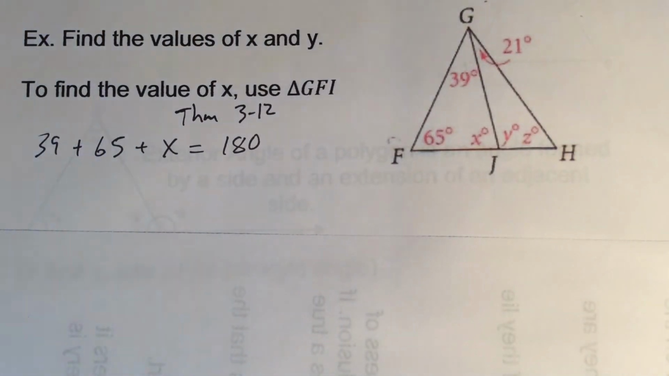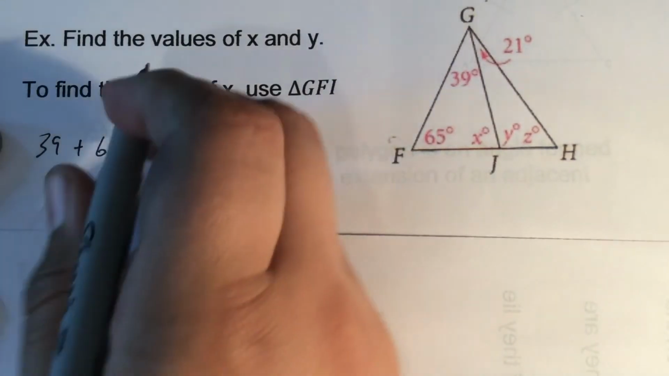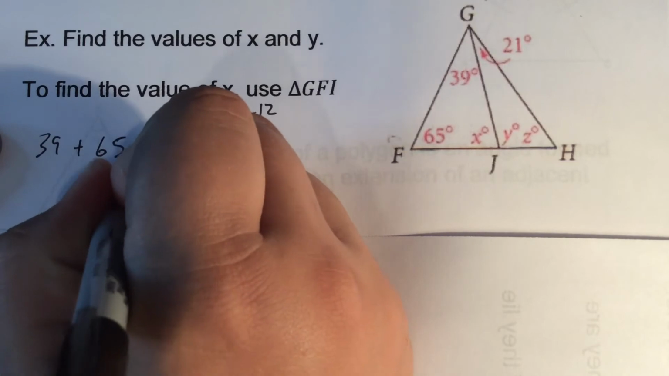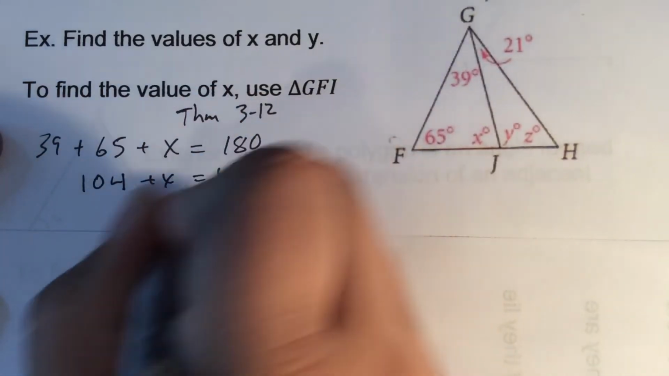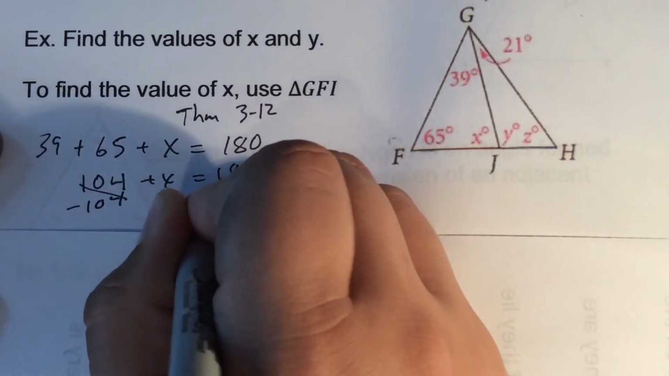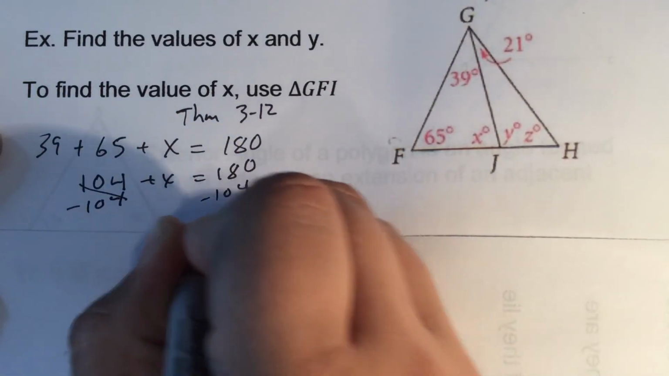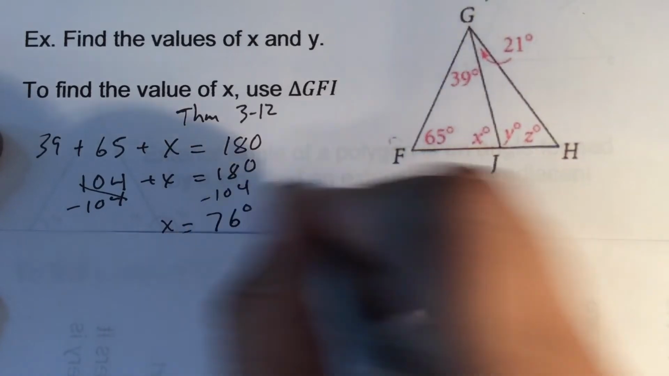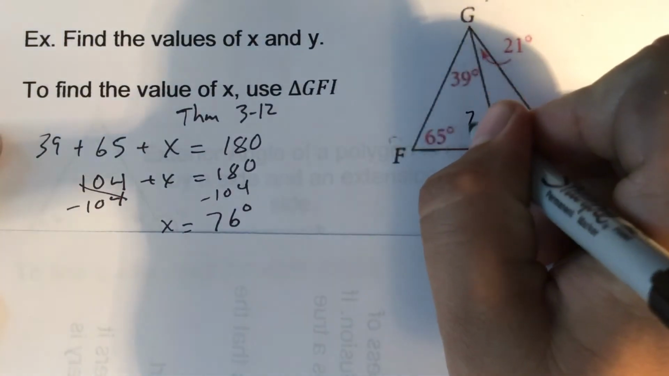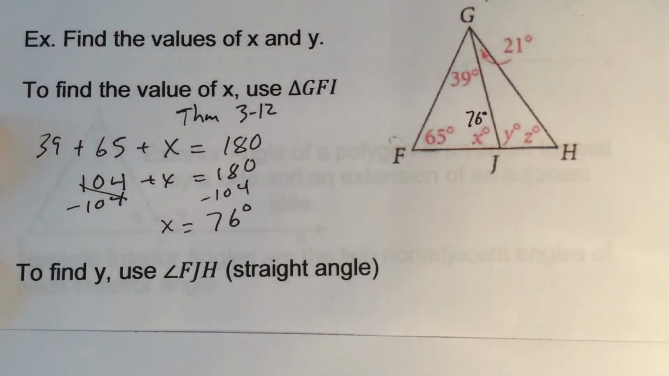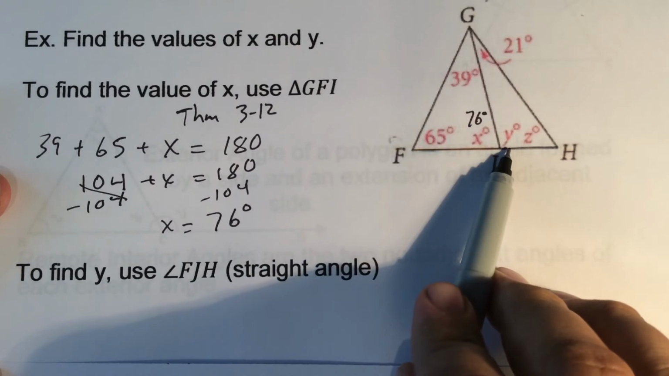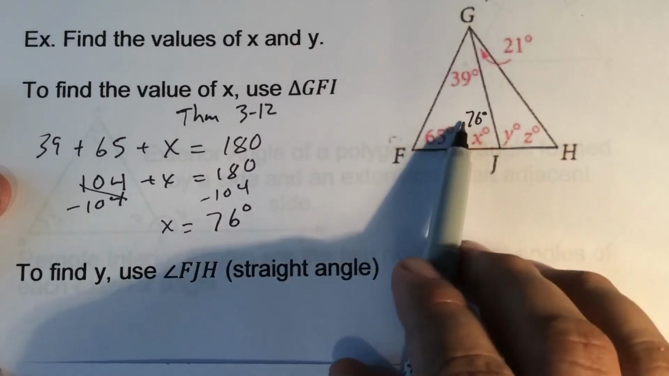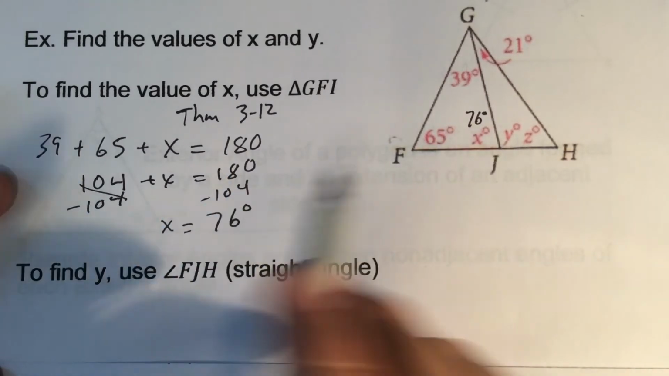So we know that if we add the three interior angles together, we equal 180. So 39 and 65 would make 104. So if I subtract 104 over, x would end up being 76 degrees. So 76 degrees. Now, to find y, we know that x and y make a straight angle here. So if x is 76, y would have to be 104.